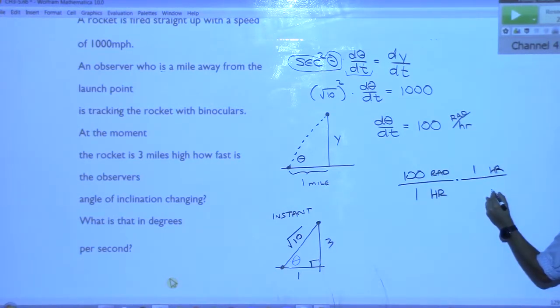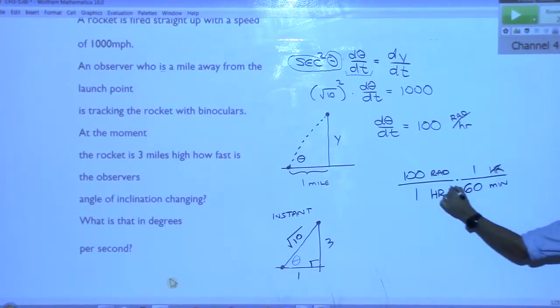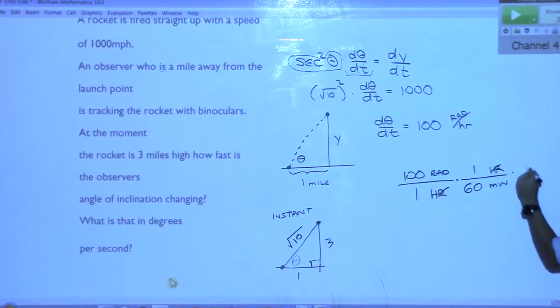3,600. I mean, you could go hours to minutes first. 1 hour, 60 minutes, right? That would get your hours to cancel. And then you'd go like 1 minute is 60 seconds. You get your minutes to cancel. So essentially, you're going to multiply by 3,600 on the bottom. That would get us from hours to seconds.